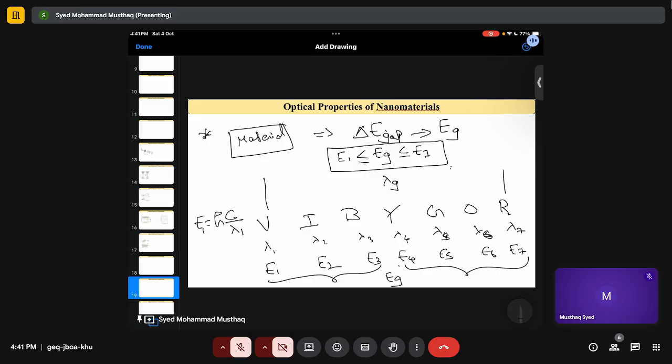I hope you are able to understand. So Eg is nothing but the band gap of this material. E1, E2, E3 have higher energy when compared to Eg. E4, E5, E6, E7 have lower energies. So all of these will be transmitted, and all of those will be absorbed.